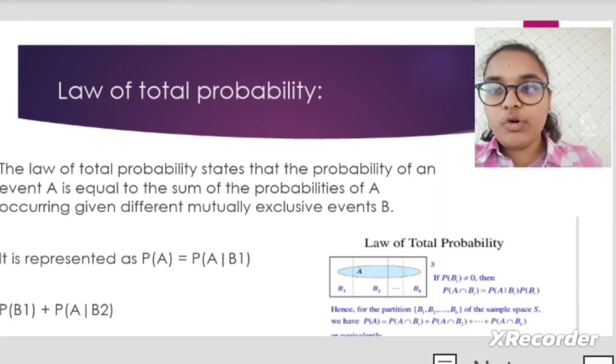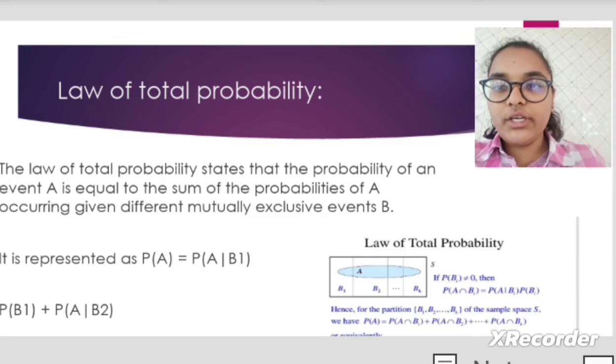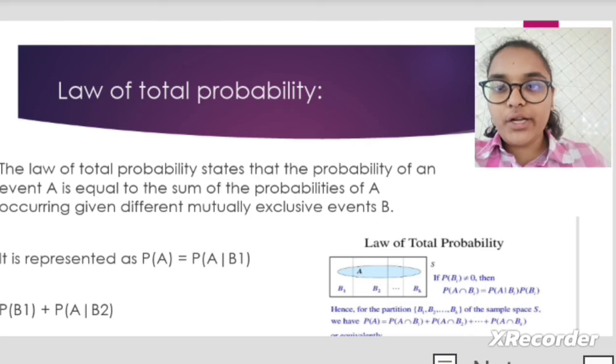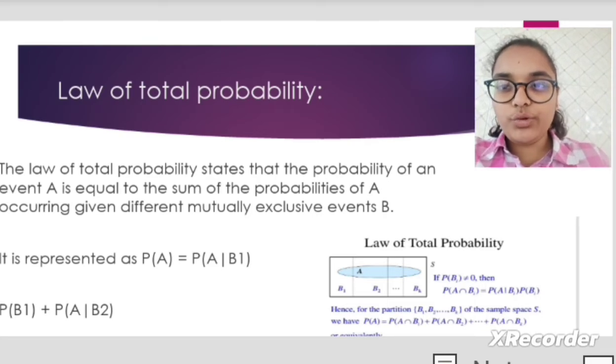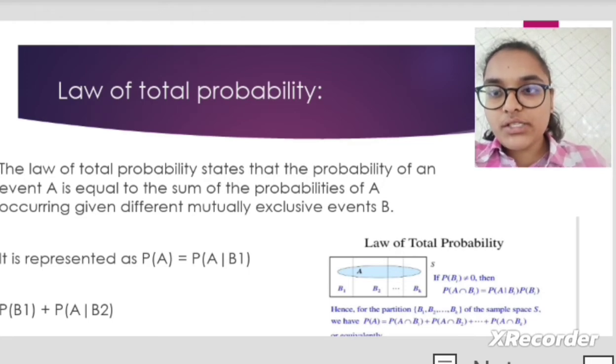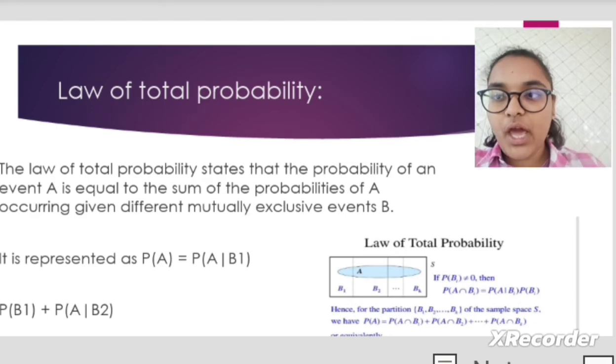Law of total probability. The law of total probability states that the probability of an event A is equal to the sum of probabilities of A occurring given different mutually exclusive events B. It is represented as P of A is equal to the sum of P of A given B times P of B.